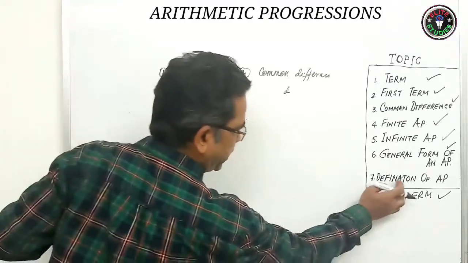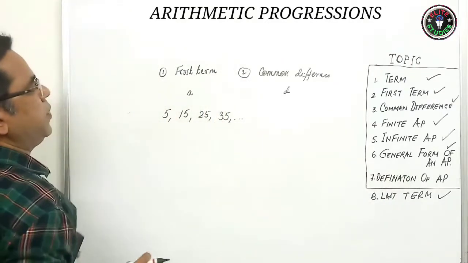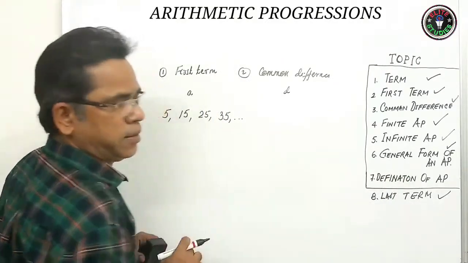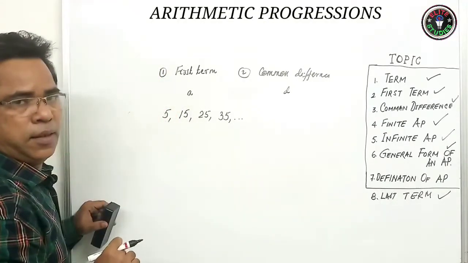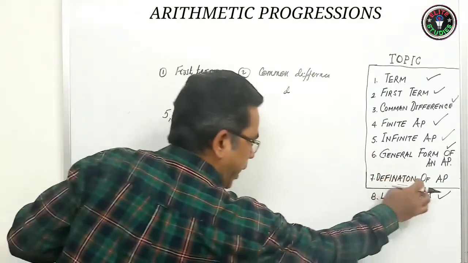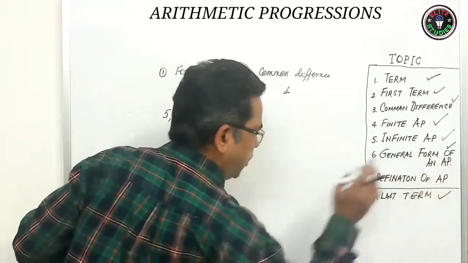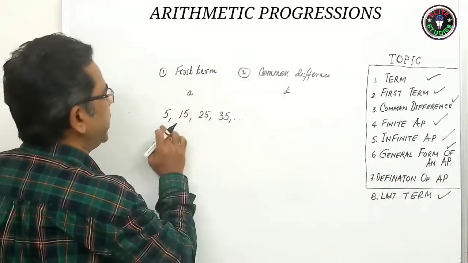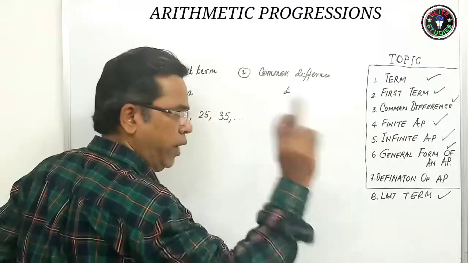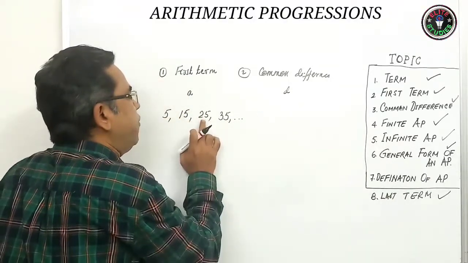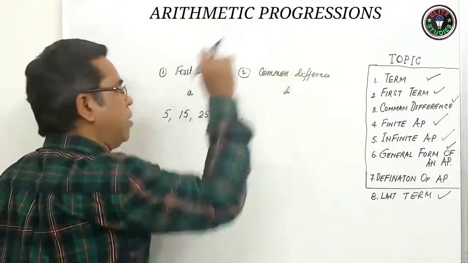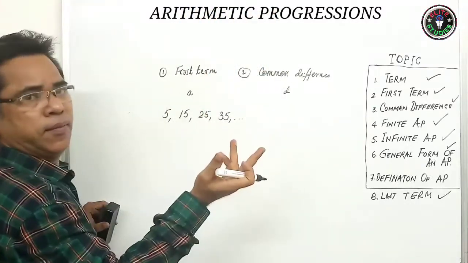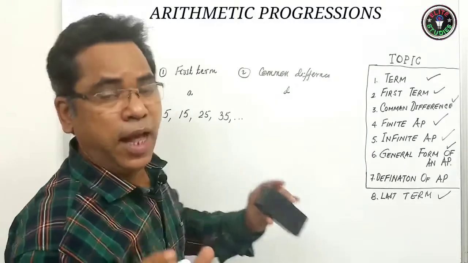So what is the definition of an AP? It is a list of numbers, or you can say a series of numbers. An AP, an arithmetic progression, is nothing but a series of numbers in which each and every term is obtained by adding a fixed number to the preceding one. Clear, students? I will again repeat.